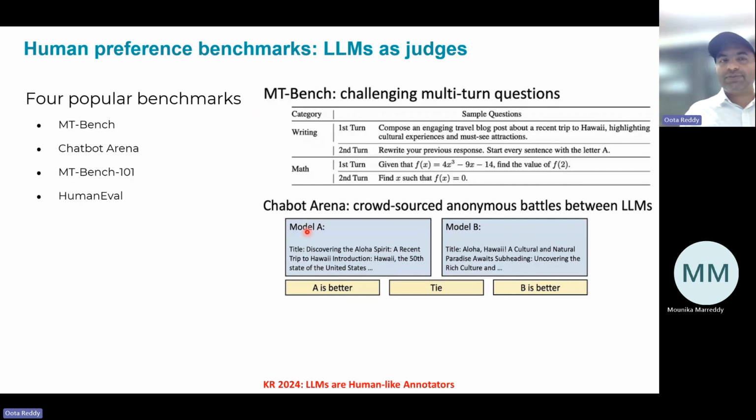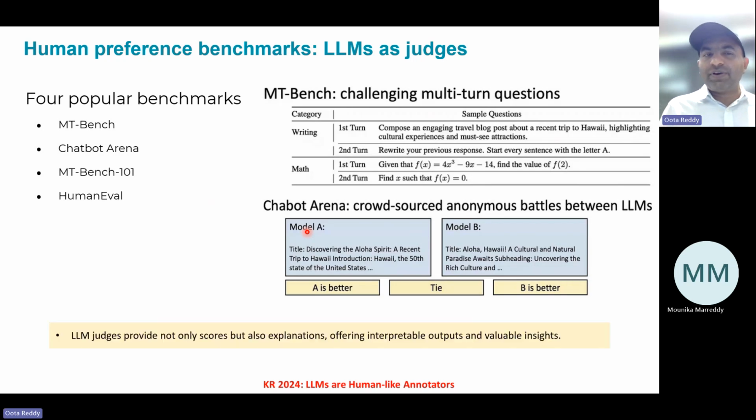Then we have MT bench 101 and HumanEval. MT bench 101 is an improvement on MT bench, and HumanEval, which I already discussed, is more about checking the model's code generation capabilities. The LLM judge provides not only a score but also explanations, offering interpretable outputs and valuable insights. When an LLM acts as a judge, it not only provides the score for a user, but also explains why this particular response is better.